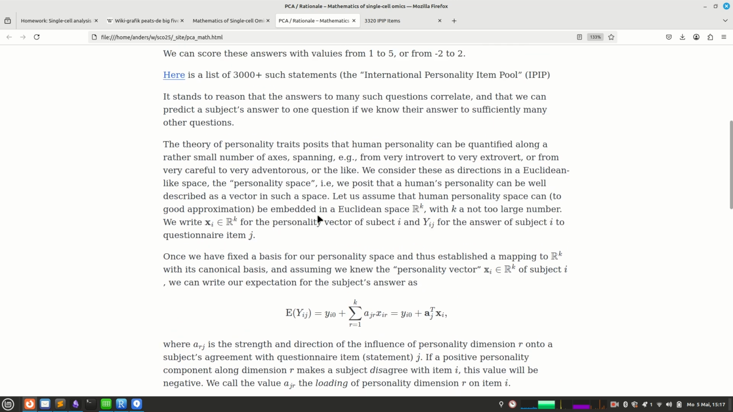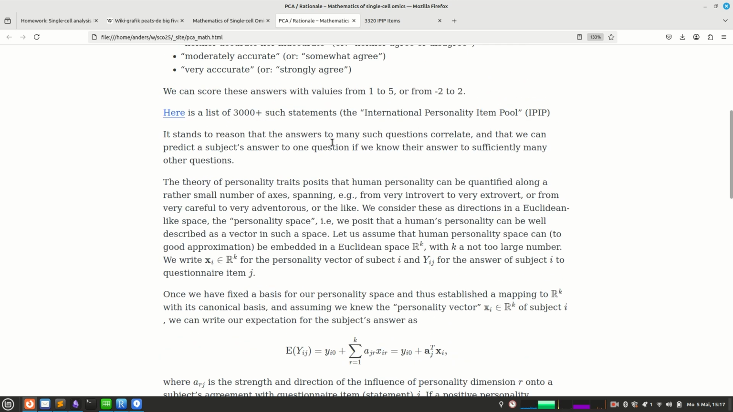So what we do here is, I've written this down a bit so that I don't mess it up. As I just said, it stands to reason that many of these questions give correlating answers, and we now posit that the human personality can be quantified along a rather small number of axes. And each of these axes is a direction, like introvert to extrovert, or very careful to very adventurous, or something like this. And we now consider these axes as directions in a Euclidean-like space, which we call the personality space, and where we now assume that we can describe the human's personality as a vector in such a space.